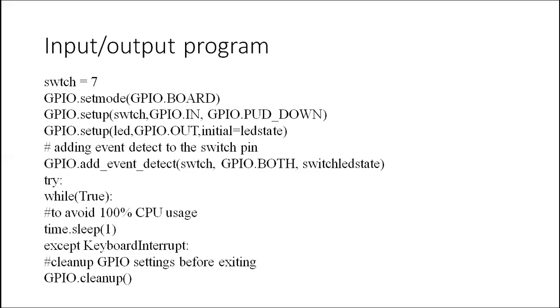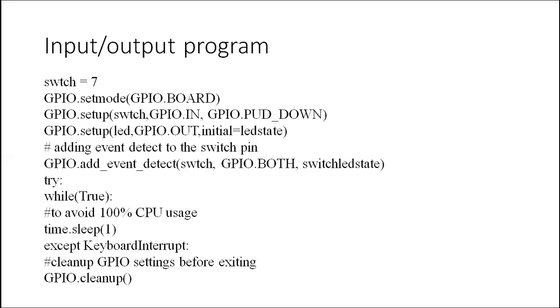Now here, the first parameter is for which pin you are going to add an event. The pin number is 7. We have already assigned 7 to the switch, so the switch means the 7th pin, the GPIO 7th pin.